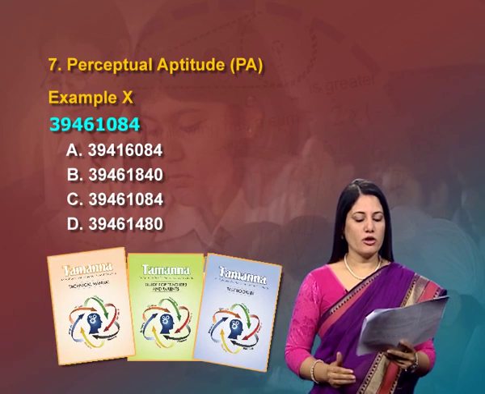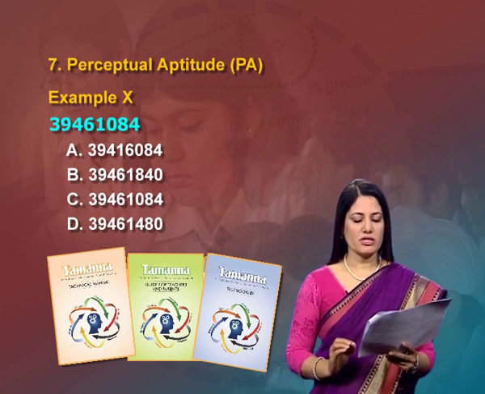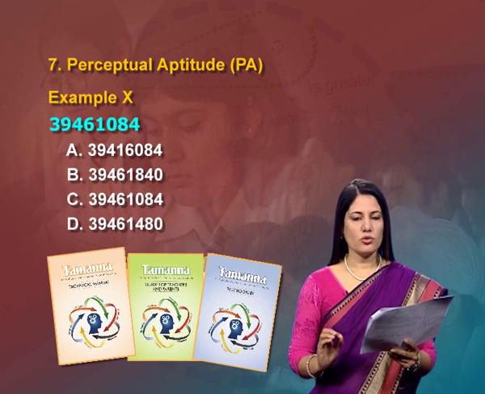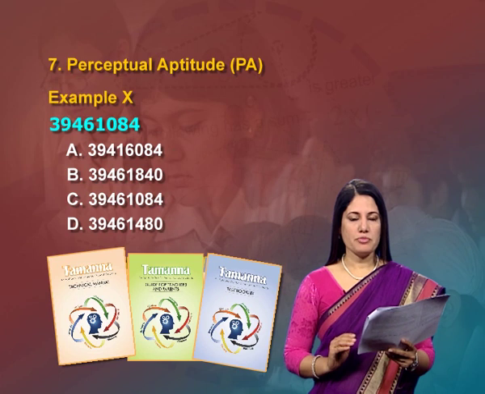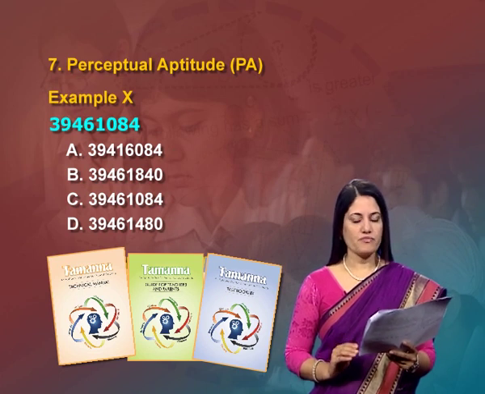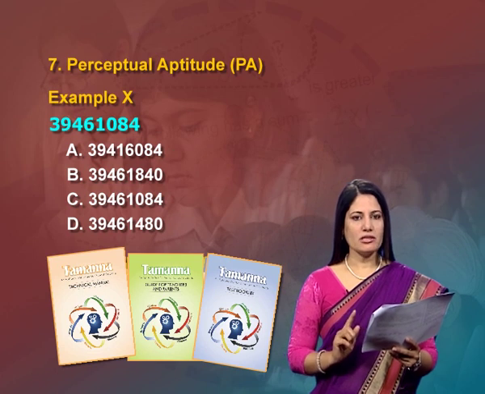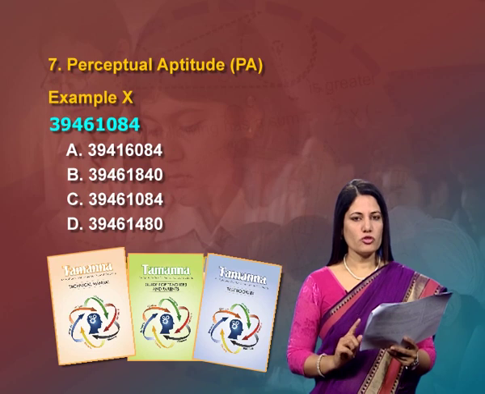For example, let us see the example for perceptual aptitude. There is one number given in bold letters, which is 3946104. We have four options given: A, B, C and D. Out of the four options, one option is carrying all the numbers in correct sequence. The student has to select which one is the right option.